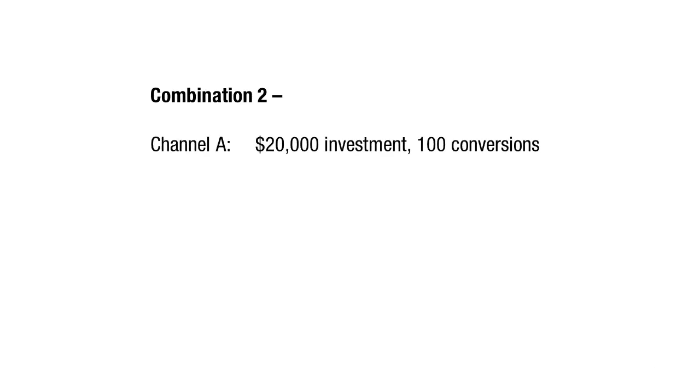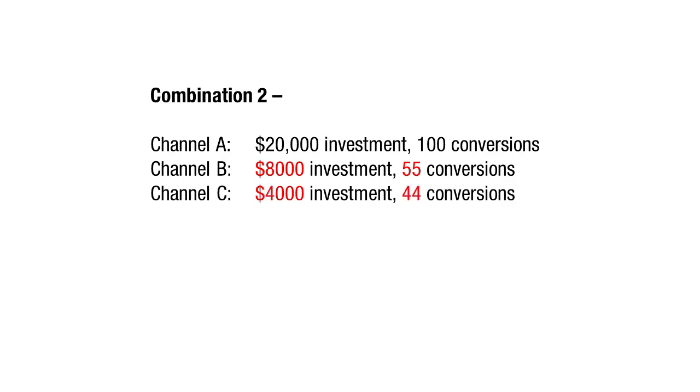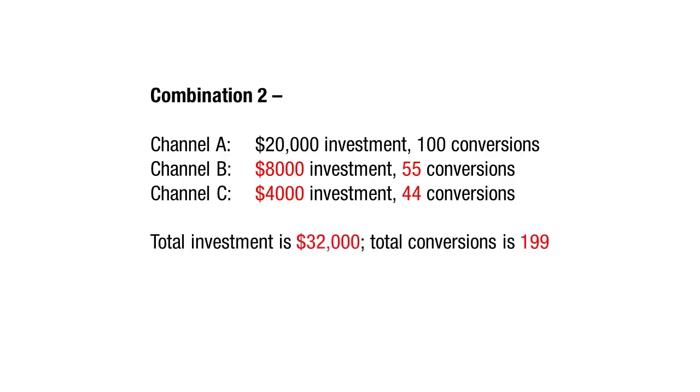Combination 2. Channel A, $20,000 investment, 100 conversions. Channel B, $8,000 investment, 55 conversions. Channel C, $4,000 investment, 44 conversions. Total investment is $32,000. Total conversions is 199.